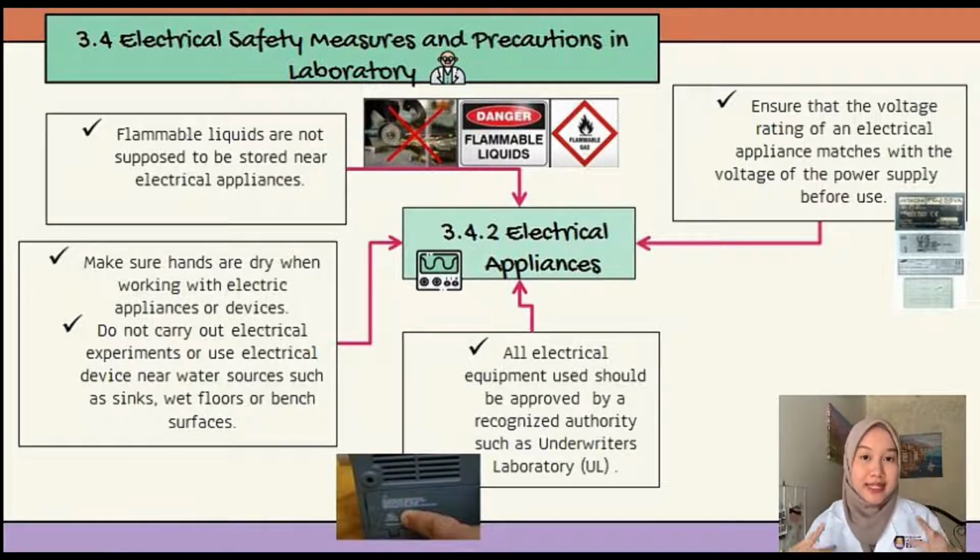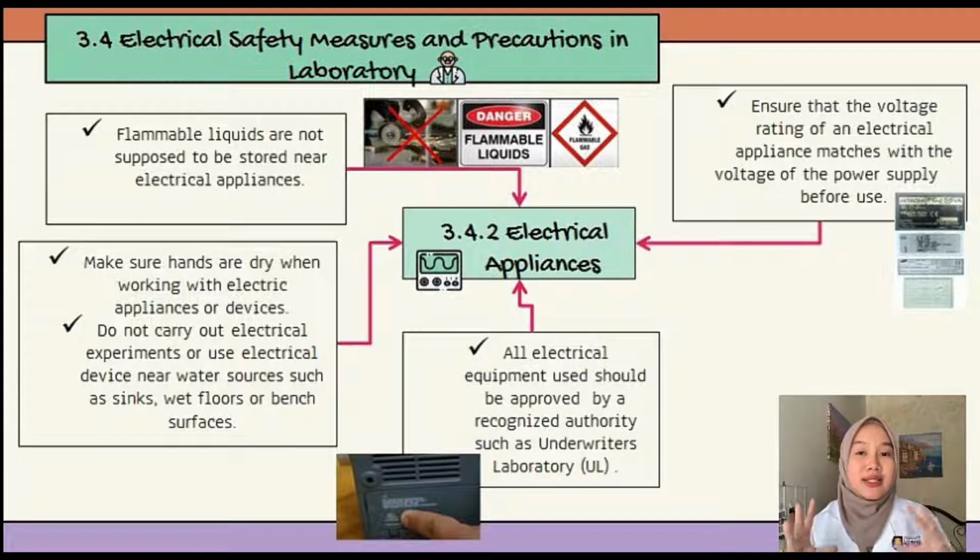For safety, it is recommended to stand on an electrically insulating surface such as a rubber mat or carpet when working with electrical equipment, to increase the resistance of the pathway from the electric source through your body. The second one is that flammable liquids should not be stored near electrical equipment because their vapor can be ignited by an electric arc or a spark.